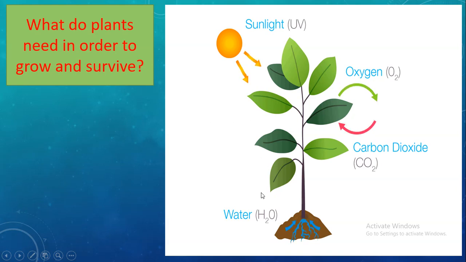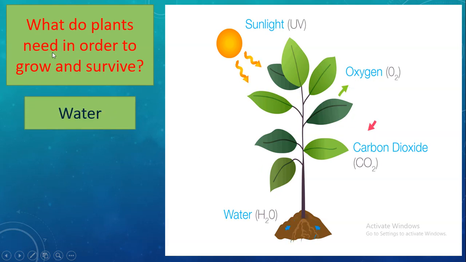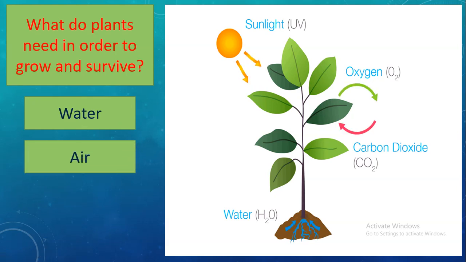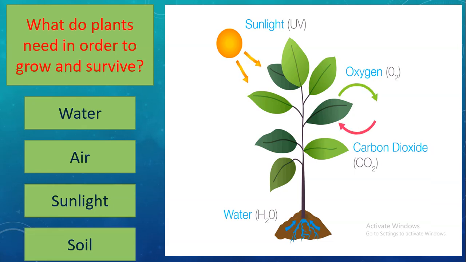Now, look at this picture. What do plants need in order to grow and survive? As we said, they need water, sunlight, air, and soil to absorb nutrients. They need water, oxygen to breathe, carbon dioxide and sunlight to make their own food. So again, what do plants need in order to grow and survive? They need water, air, sunlight, and soil.